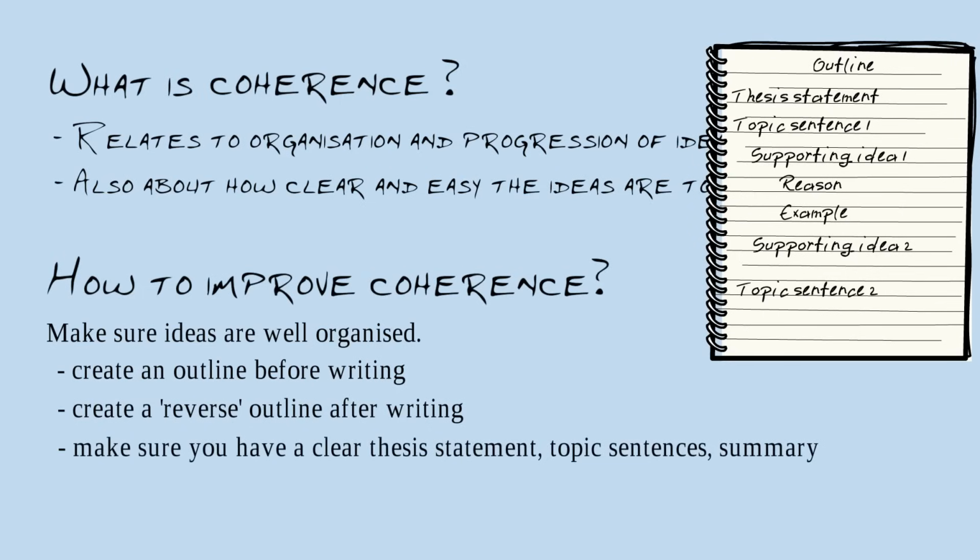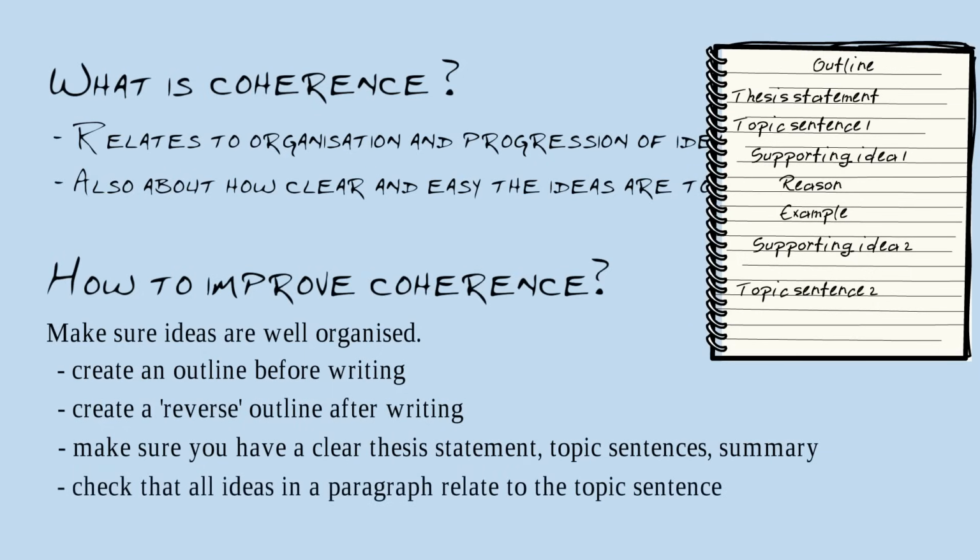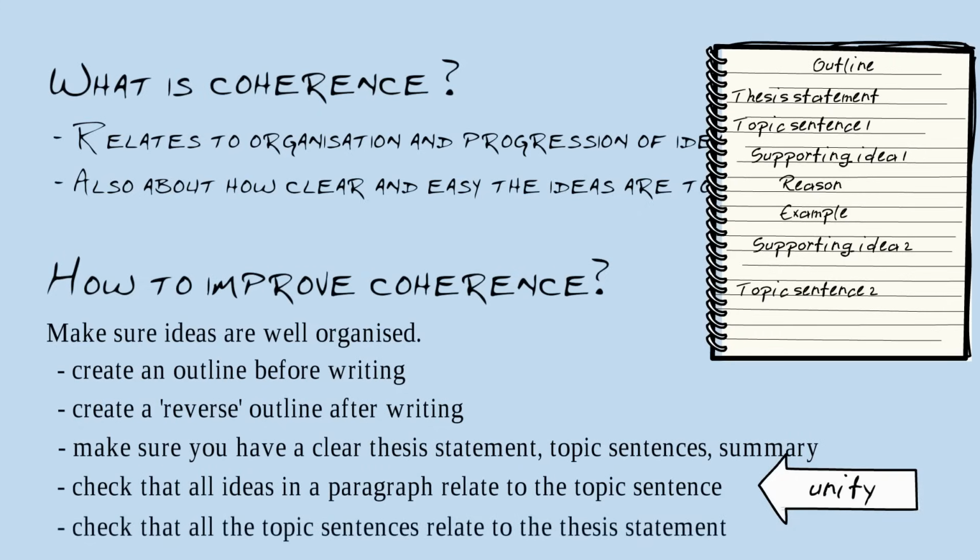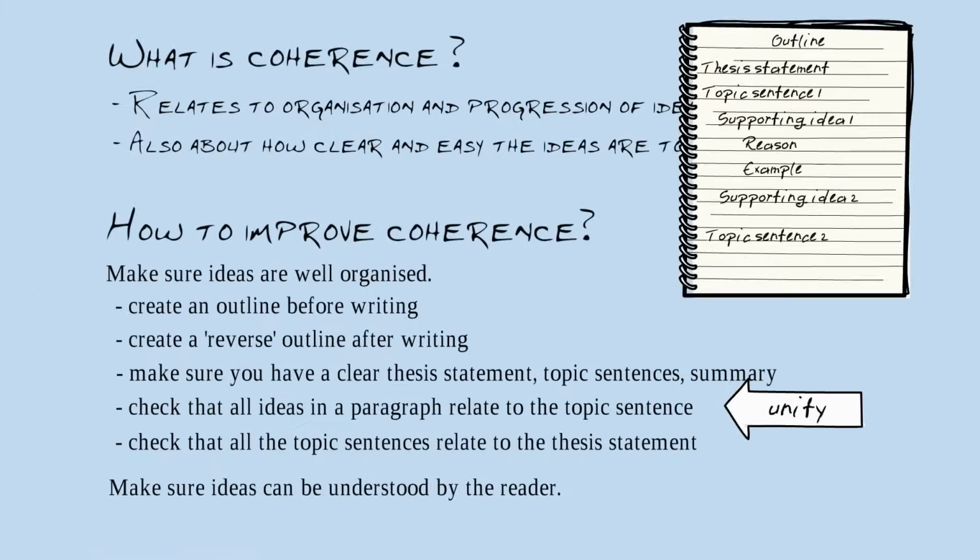Remember I said before that coherence is about macro-level features. So a topic sentence will help a paragraph to make sense, and a thesis statement and the summary and the conclusion will make the whole essay make sense. If it's a report or something more structured rather than an essay, then the aims and headings will serve the same purpose. You should also check that all ideas in a paragraph relate to the topic sentence, and you can do this when the writing is finished or using the outline. Another word for this is unity, and you can also check that all of the topic sentences relate to the thesis statement.